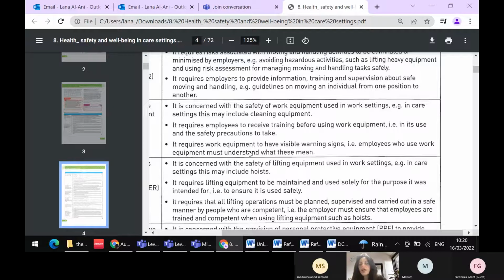And also require the work equipment to have a visible warning sign. So if you're not trained on this equipment, then you shouldn't use it. So it requires all this equipment to have a visible warning sign.